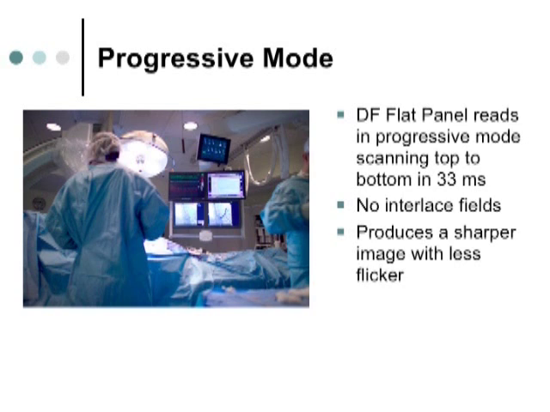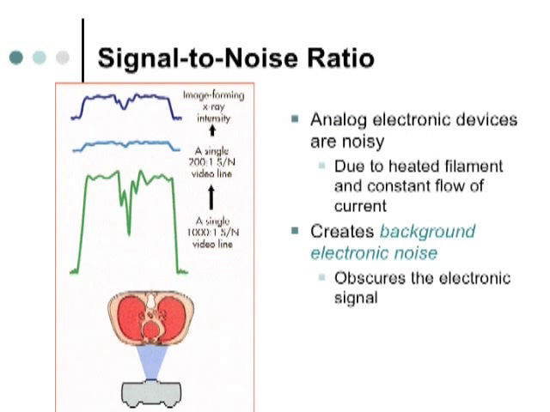And in fact, the old monitors don't work well with the new systems because of the amount of information. Analog devices are noisy. They've got that filament in them that constantly gives off current whether the image is being produced or not. So the heated filament causes background electronic noise, which degrades your image.